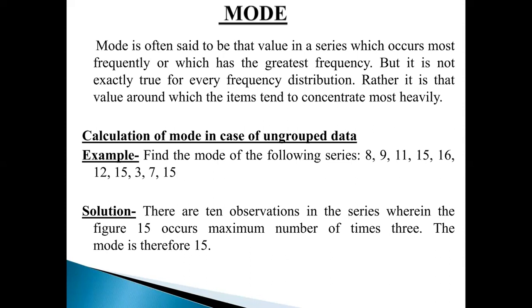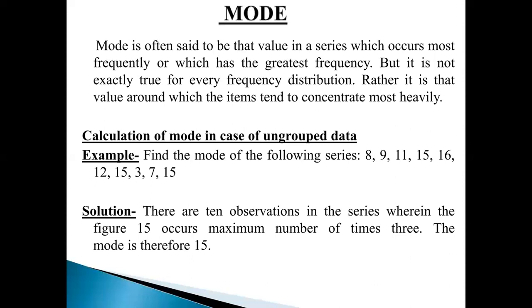Now it may not always be true that the highest repeated number is the mode. Sometimes if the highest repeated number is similar, then you can have two modes or three modes. So in such cases we have to use different methods to find out the mode. In other words, we can conclude that mode is a value around which the items in the series tend to concentrate most heavily. So that is what basically is mode.